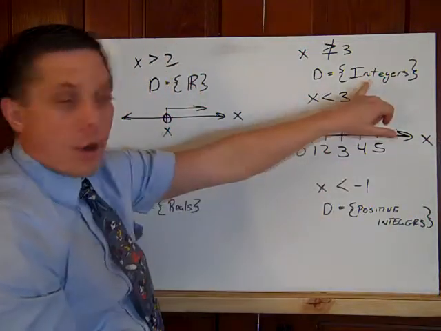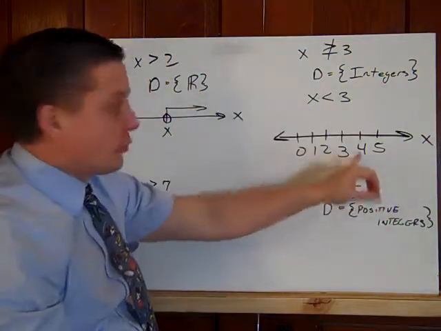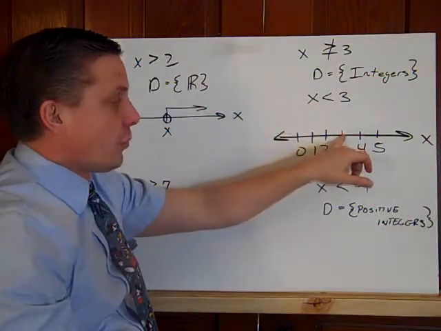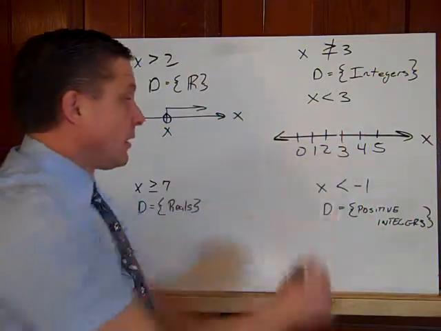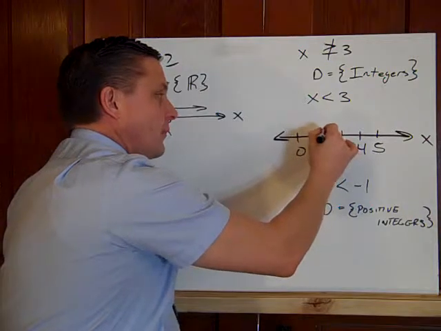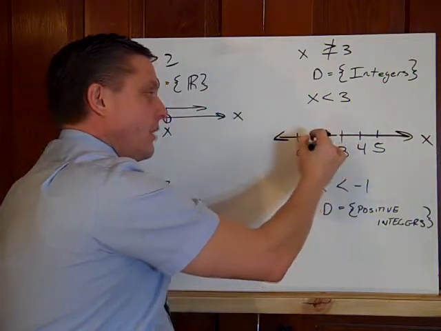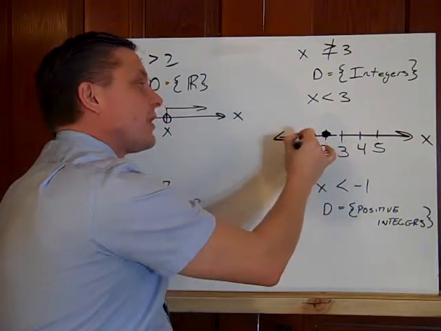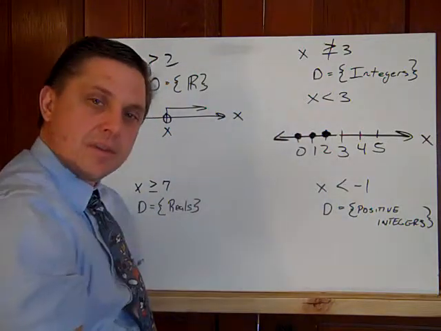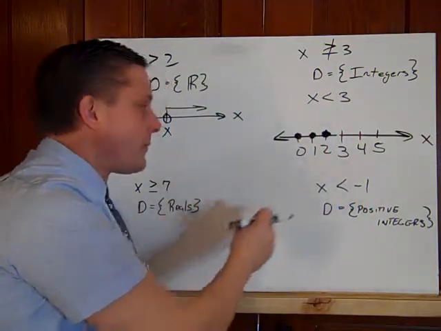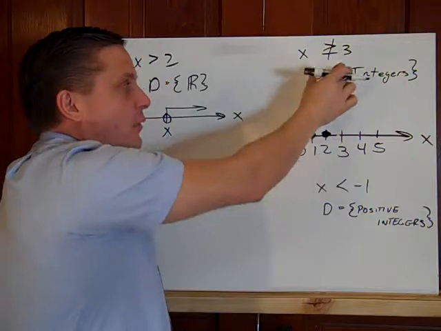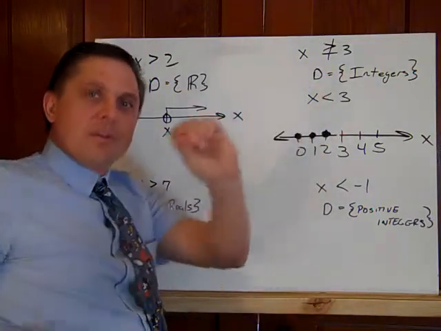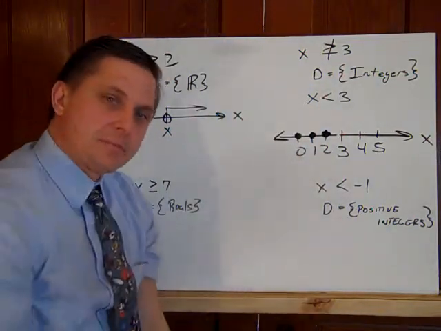Well, it's all integers, so I put the integers on the board, and it's not equal to 3, so it's open. I won't even put that on there. 2 is the first integer to the left of 3, then 1, then 0, then all the integers keep on going to the left. And this implies -1, -2. So again, I have graphed the domain, and I have graphed the inequality.